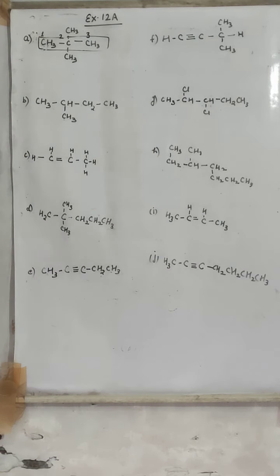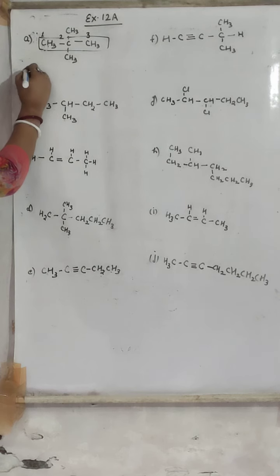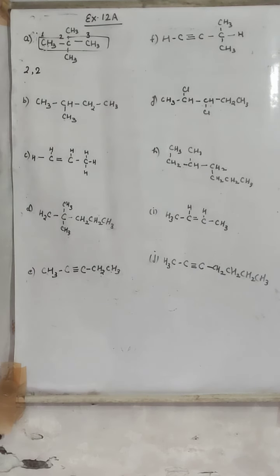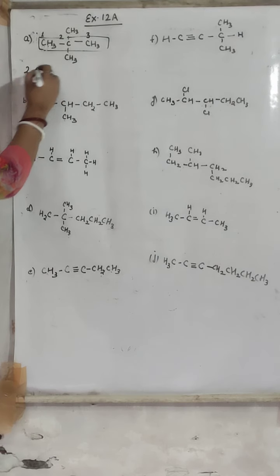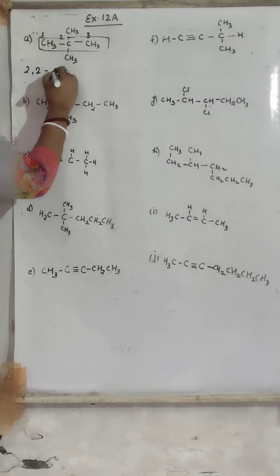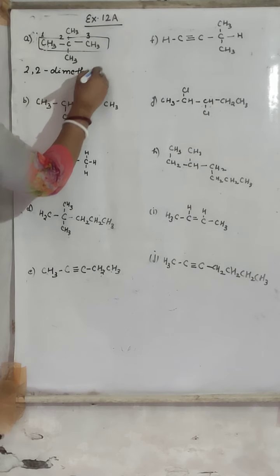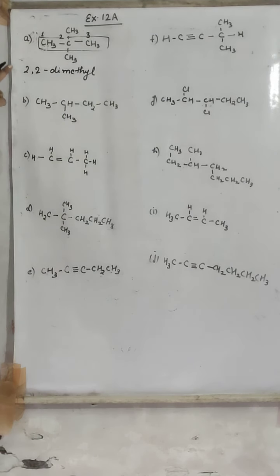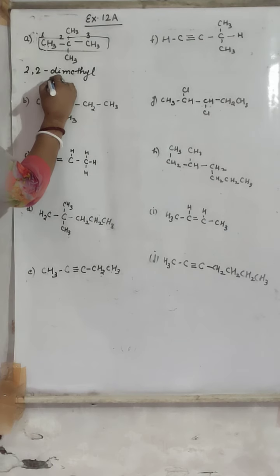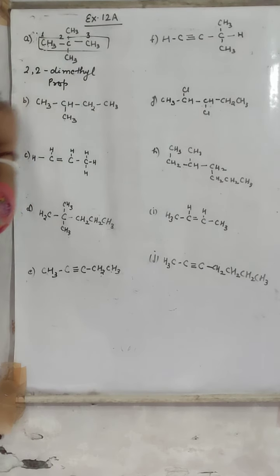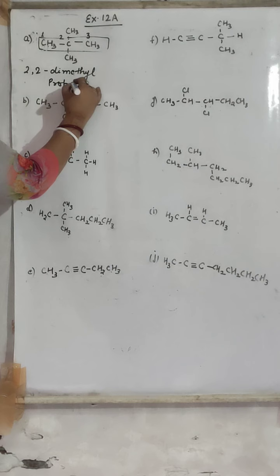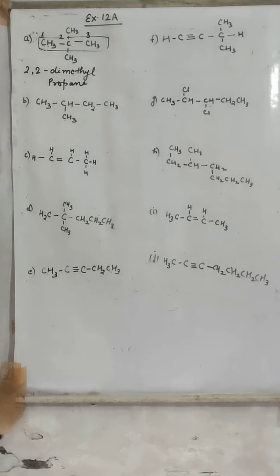So how many times is the alkyl present? 2 times. So 2, 2. Which alkyl is present? Methyl. So 2 times methyl is present, that is why di and methyl. Dimethyl. Now 3 carbons are there. For 3 carbons we use prop. All single bonds, no other functional group, so ane. That is 2,2-dimethylpropane.